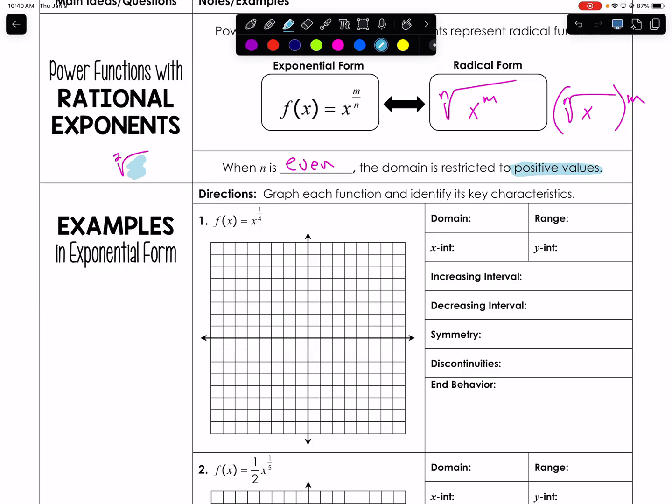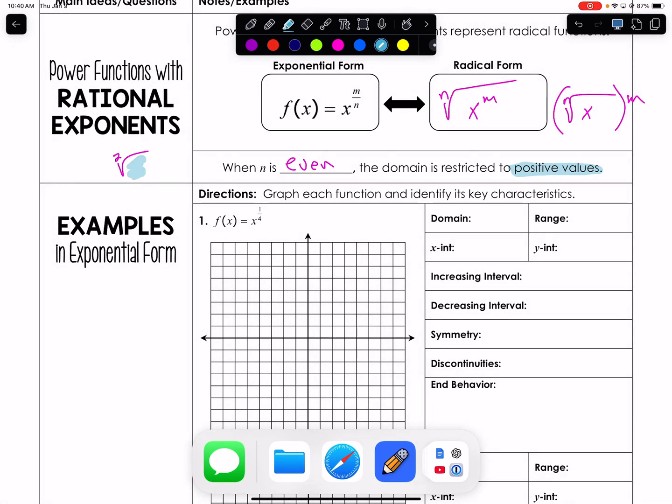Get your calculator out. We're going to put in x to the 1/4 and the y equals of your calculadora.